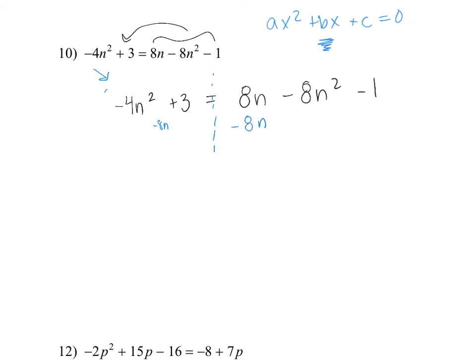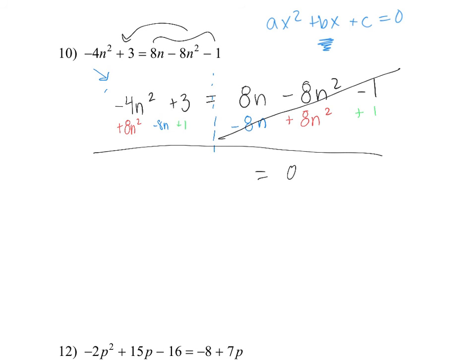Then I need to go to the next term. I need to add 8n squared to both sides. And here I'm putting that under the like term with a -4n squared. And then lastly, I need to add 1 to both sides. I'm going to put that under the 3 because those are like terms. Now, this whole right side will cancel out to equal 0. And now what we need to do is just combine like terms on the left side.